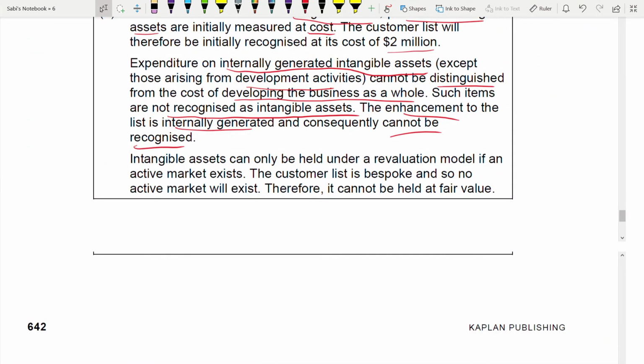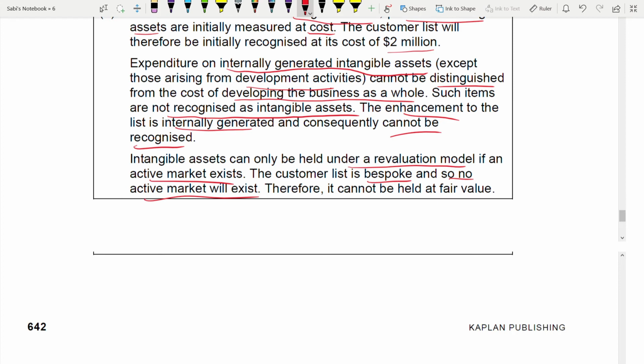But intangible assets can only be held under the revaluation model if an active market exists. If no active market, then at cost, and later also it will be at cost. So customer list is bespoke. That means it's of a very customized nature. From entity to entity, it will be different, right? So no active market will exist. An active market cannot exist for a customer list, which is bespoke.